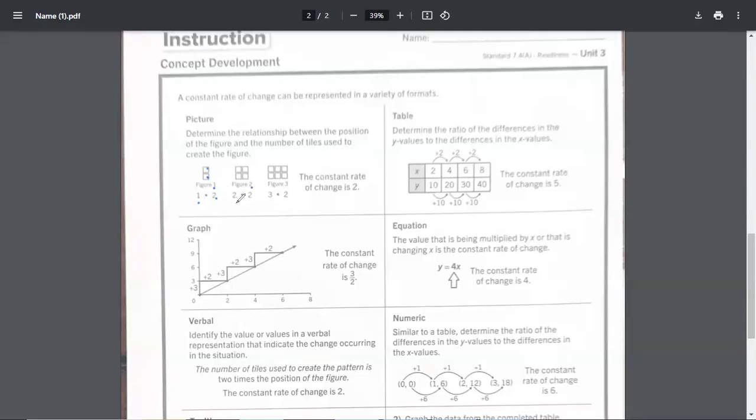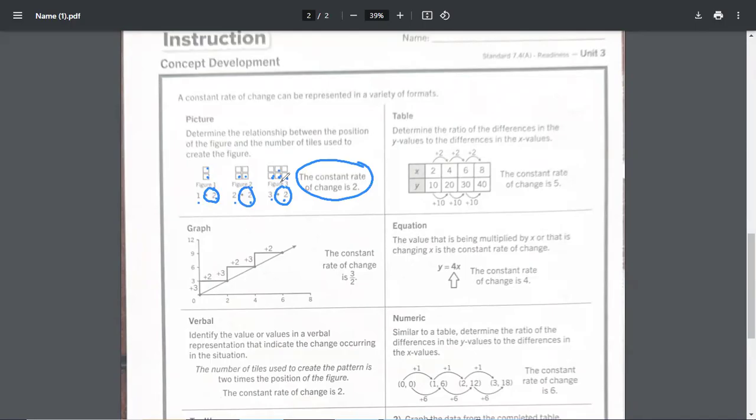On this one, it was figure 2. This time, I had 2 rows. 2 times 2 was 4. And then figure 3 had 3 rows. Each row had 2 blocks. So 3 times 2 was 6. Every time I multiplied by 2. Every time I added a row, there was 2 in there. That means my constant rate of change is 2, because I was multiplying by 2 every single time.